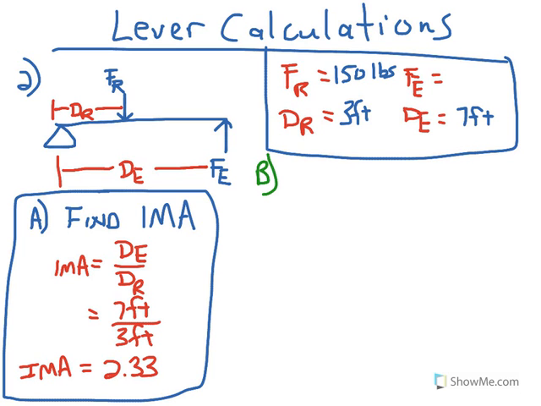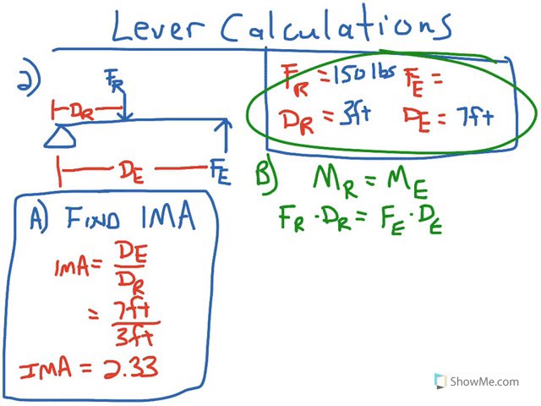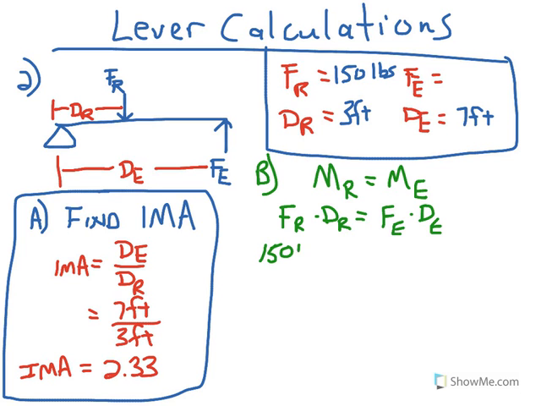So, once again, we take the moment of the resistance, and that must equal the moment of the effort. If those are equal, it's in static equilibrium. The moment of the resistance is calculated by taking the force of the resistance times the distance of the resistance. The effort moment is taken by calculating the force of the effort times the distance of the effort. We have numbers to plug in that we have up here in the top right hand corner. We have 150 pounds. Distance is 3 feet.